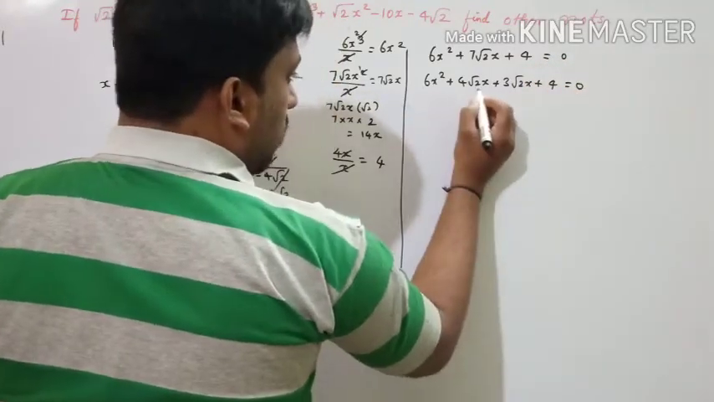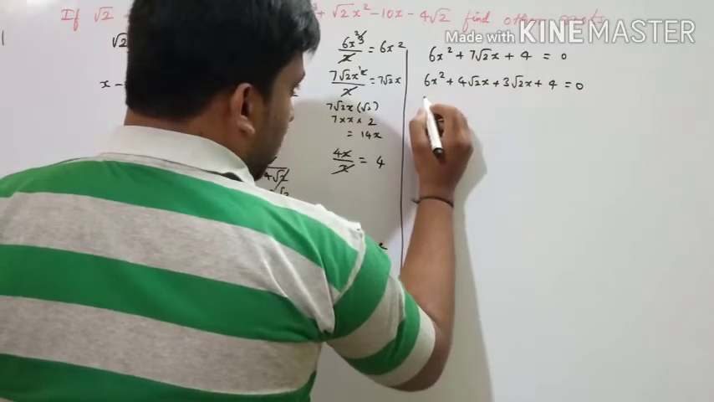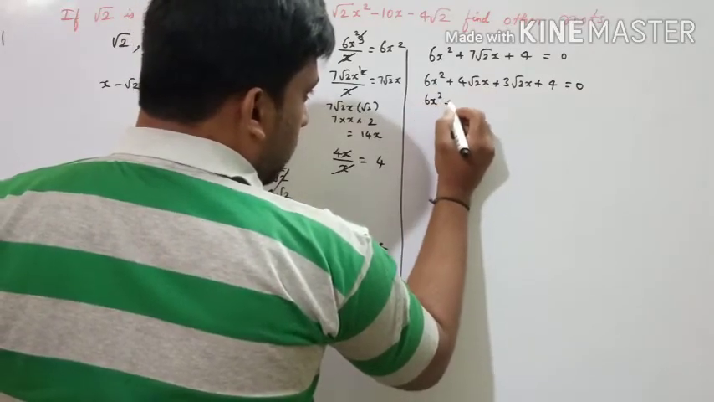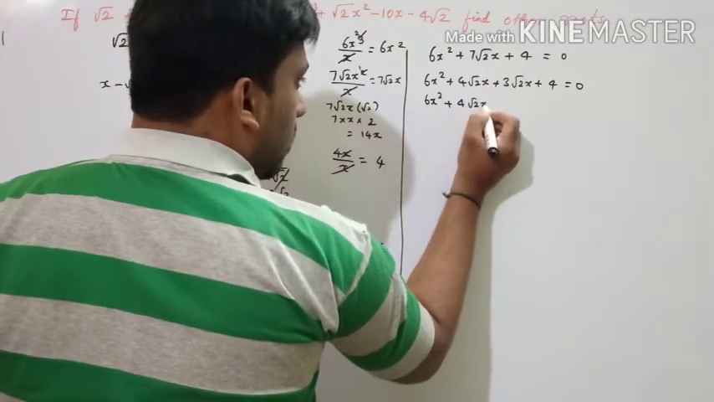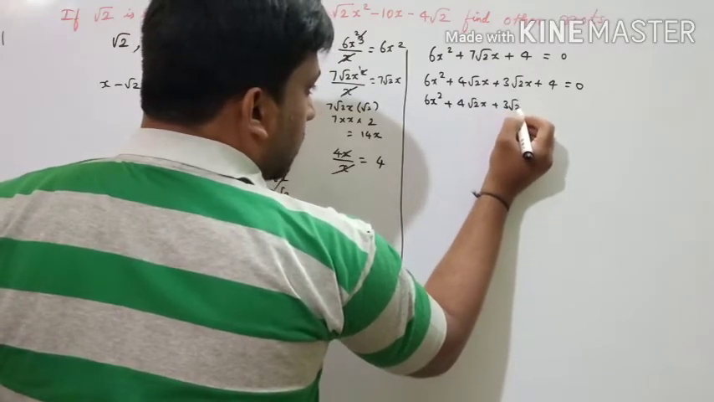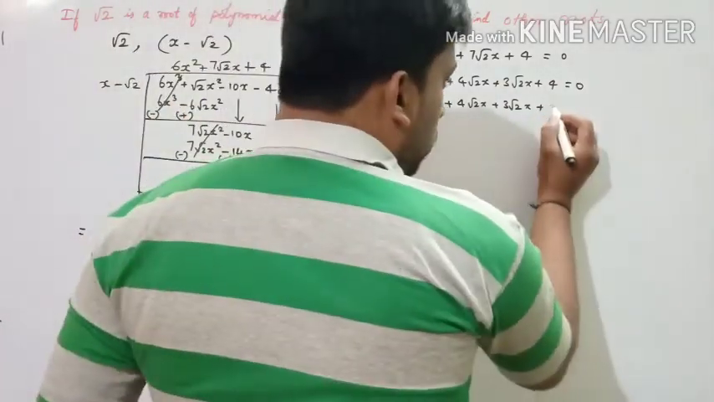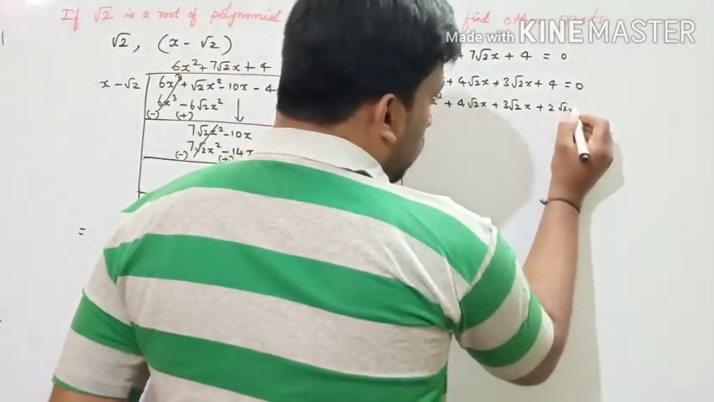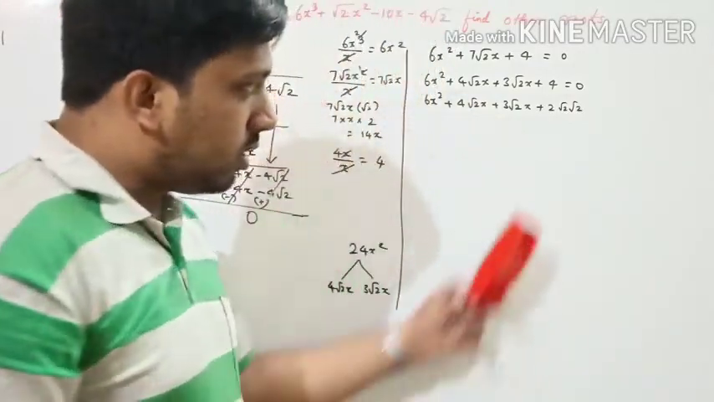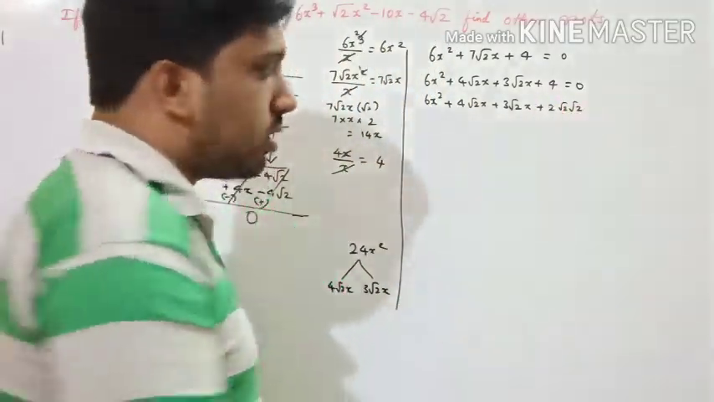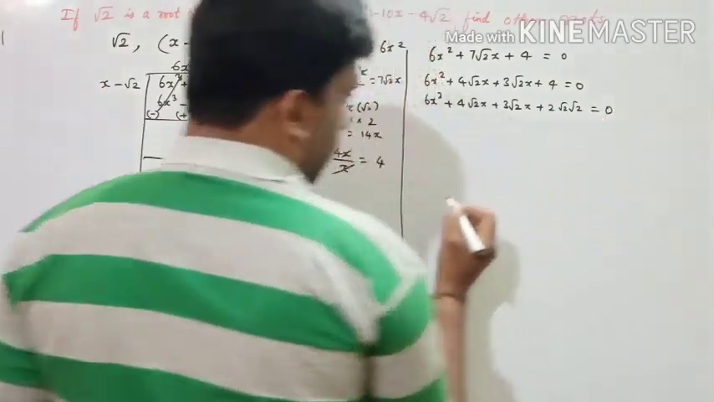Now I am going to take common. So 6x square. Okay, let me rearrange this for better simplification. 4 root 2x plus 3 root 2x plus 4 can be written as 2 into 2, right? Or 2 into root 2, right? Can you write like this? So root 2 into root 2 is 2. 2 into 2 is 4. So that is equal to 0.